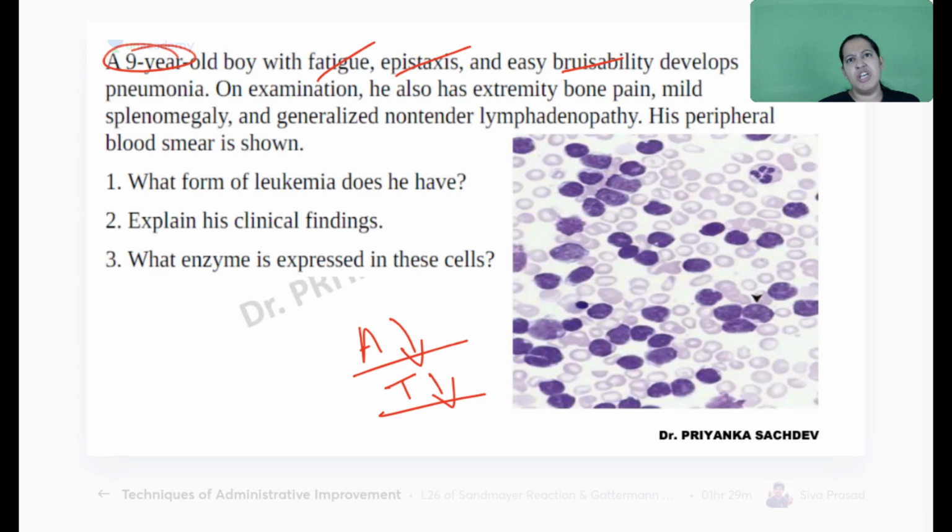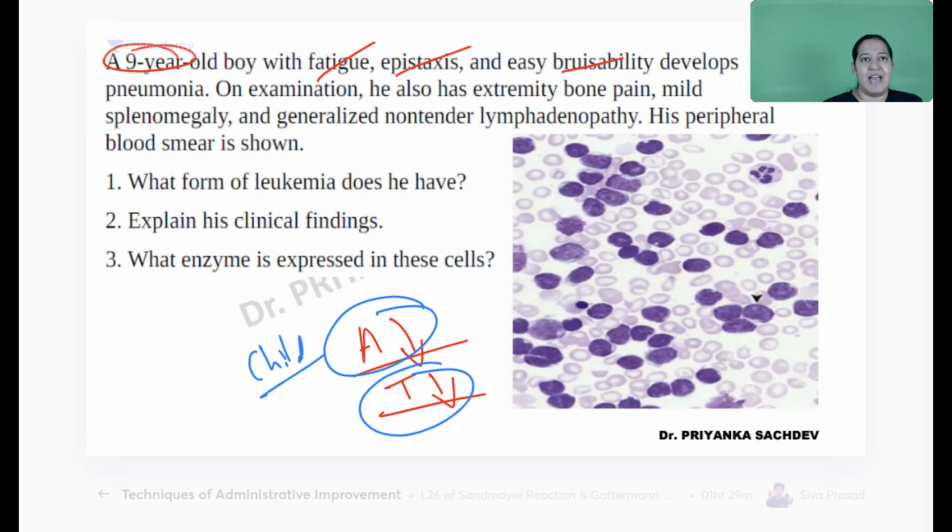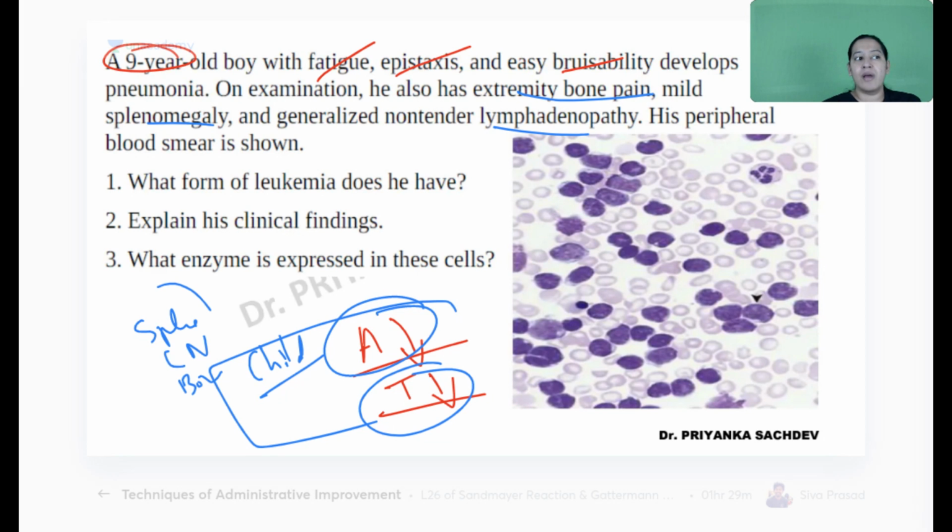So whatever terminology is used in the question, you should know the meaning of it, the depth of it. So a patient is anemic, patient is thrombocytopenic, and patient is a child, the age is 9 years. Till now, these are the 3 clues. Let me go ahead. Patient is having bone pain, splenomegaly and lymphoadenopathy. So the patient's spleen is enlarged, lymph nodes are enlarged, and bone pain is there. So organ involvement is also there.